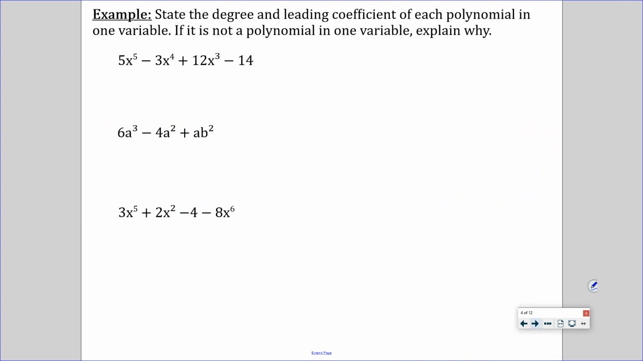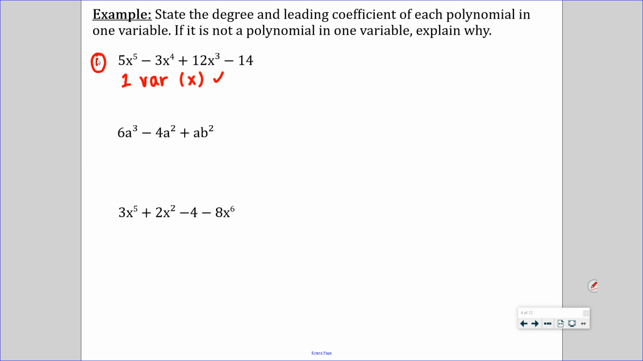So let's try an example problem here. It says, state the degree and the leading coefficient of each polynomial in one variable. These technically aren't functions, since we don't have f of x equals in front of them. If it is not a polynomial in one variable, explain why. These are 3 separate problems. This is number 1. The first thing you have to check is, do I only have one variable in this polynomial? Yes, my variable is x.